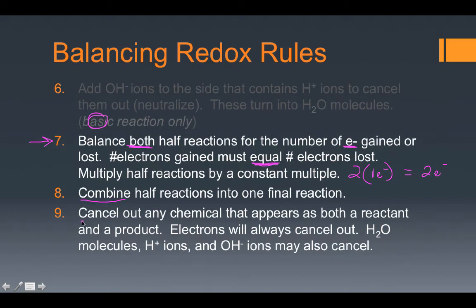And then the last step is to take anything in the reaction that shows up on both sides, both as a reactant and a product, and we're going to cancel them out. The electrons will always cancel out. We don't need to show them in the reaction, but we do need to use them to get it balanced. And then typically other things that cancel out are excess waters, excess H pluses, and excess OH minuses. You'll cancel all that stuff out, and then eventually you'll write a final reaction afterwards.